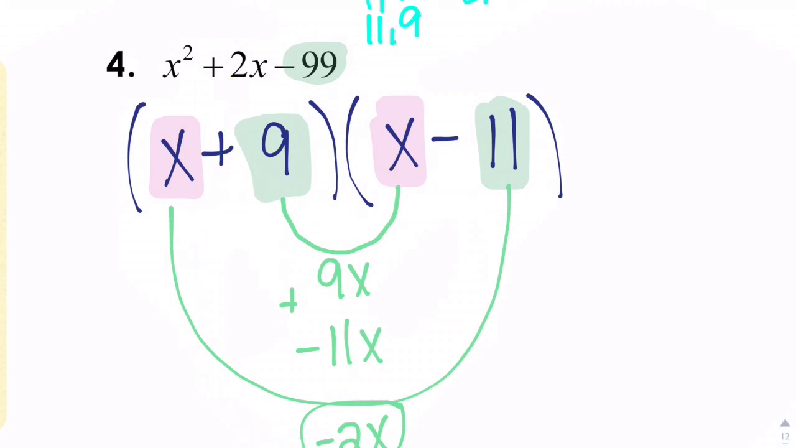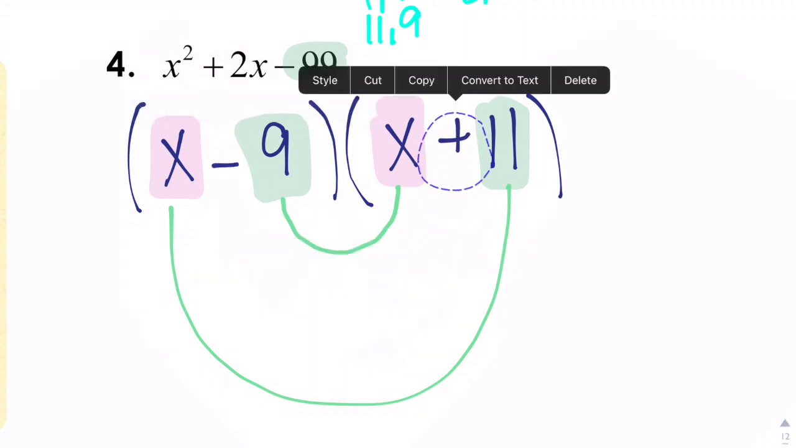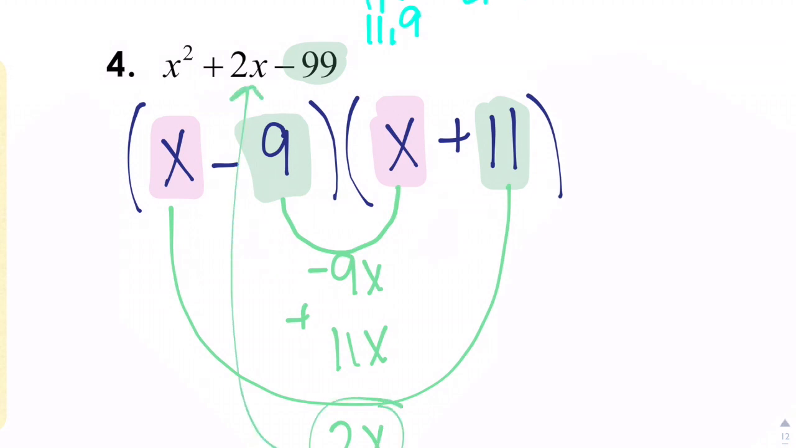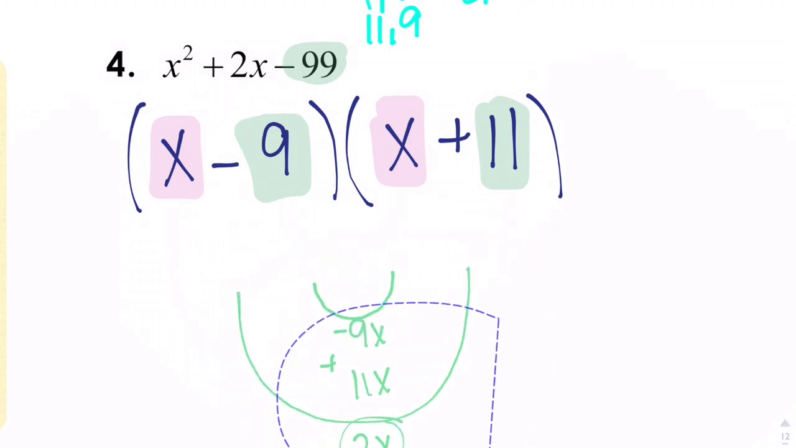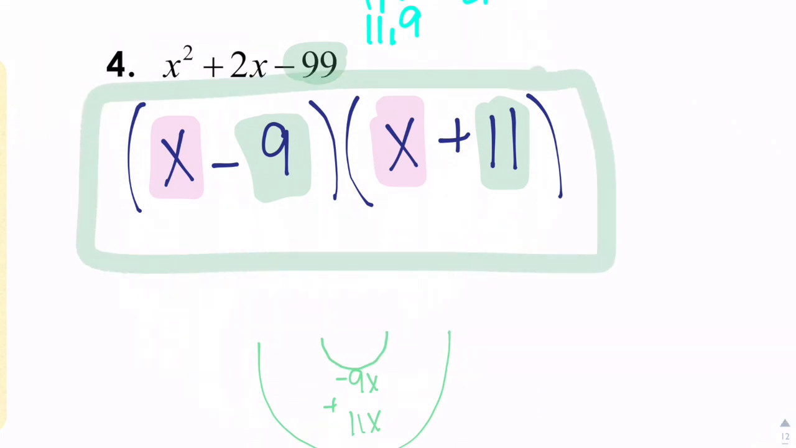Once you have the same number with the wrong sign, instead of retrying everything again, all you have to do is just flip the signs and try that. So let's flip the signs. Let's just double check. Negative 9 times x is negative 9x. X times 11 is positive 11x. Add those together. Now we have positive 2x. Does that match? Yes, it does. So that means this right here is our answer to factor.